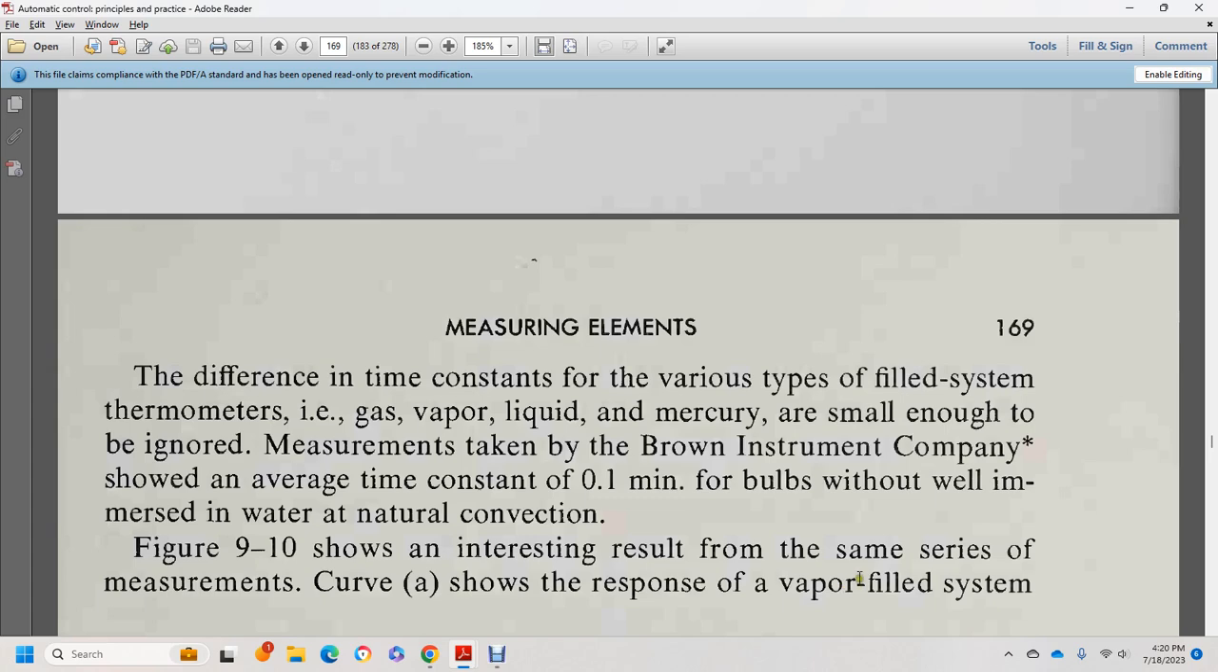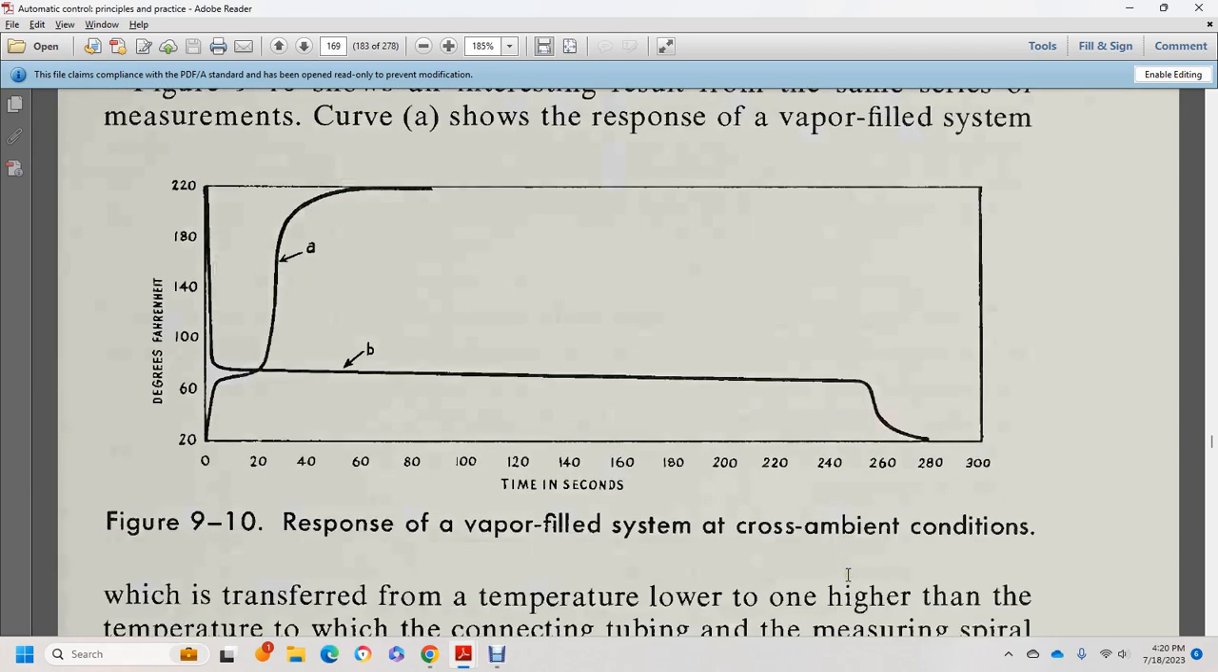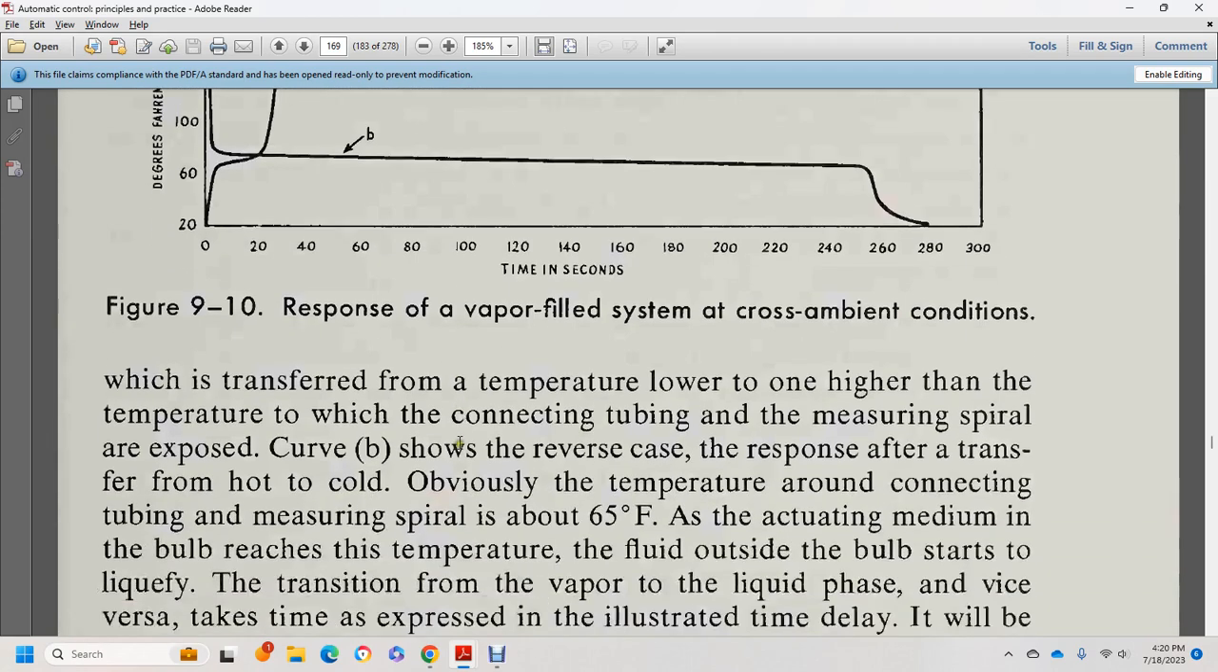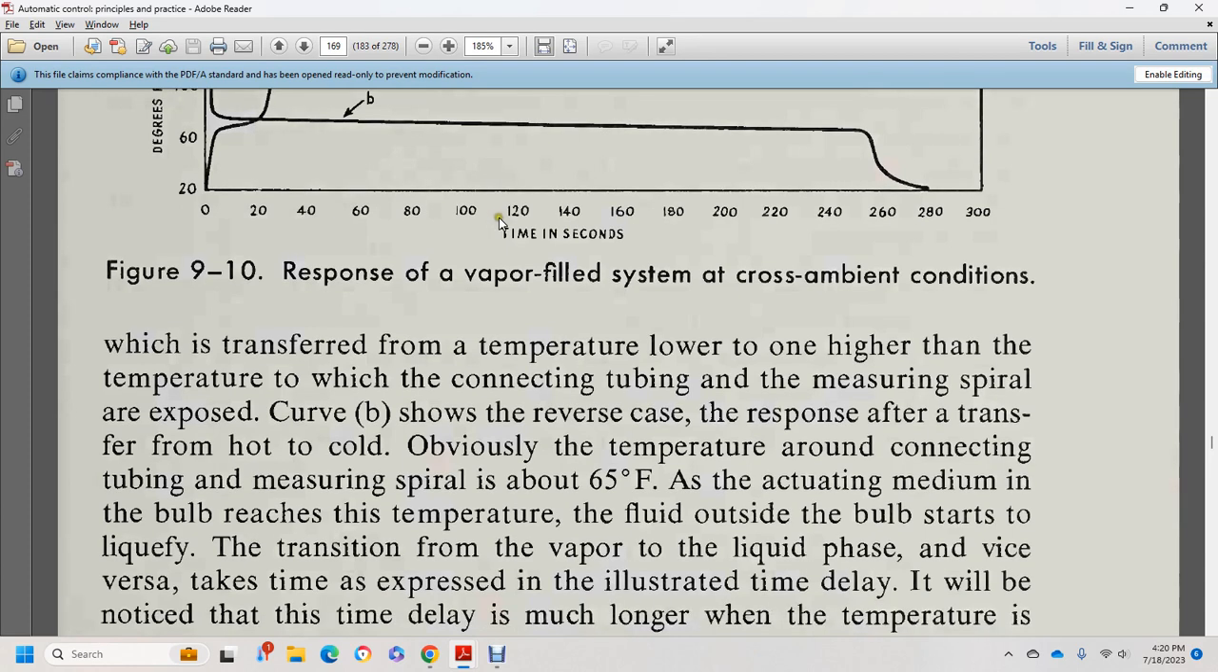The curve shows the response of the vapor-filled system, with time in seconds and temperature in degrees Fahrenheit, going from a lower temperature to a higher one, with the connecting tube and the measuring spiral. The reverse curve gives the response after transferring from hot to cold, the opposite of the temperature change, with the connecting tube and measuring spiral at about 65 degrees Fahrenheit. The actual medium of the bulb must reach the temperature of the fluid outside the bulb to start the liquefaction. The transition of vapor to liquid and vice versa takes time, which illustrates the time delay.